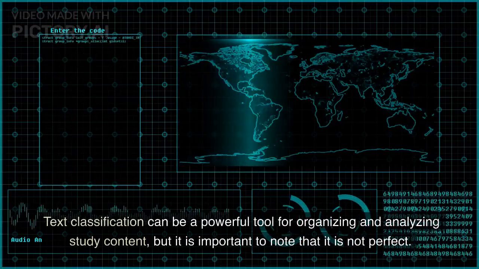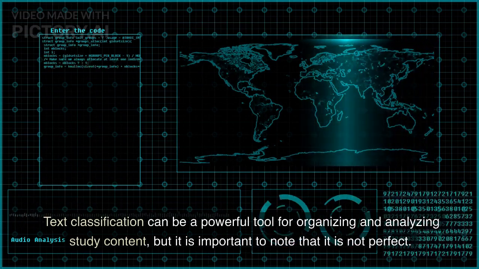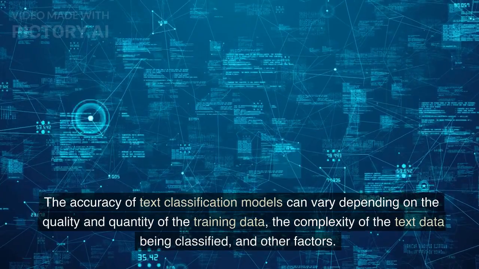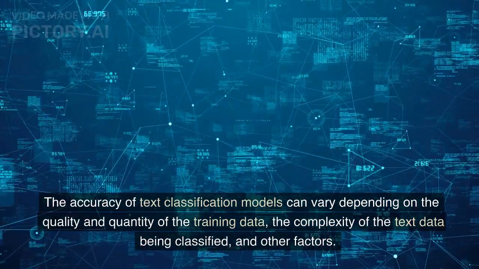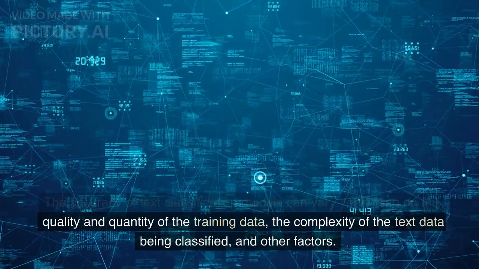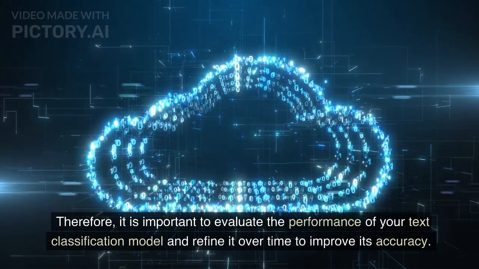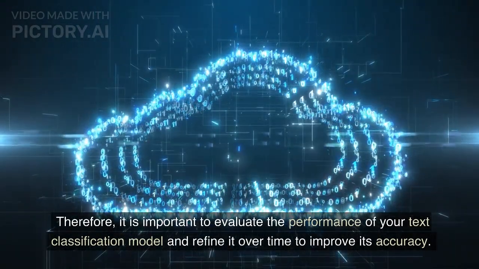Text classification can be a powerful tool for organizing and analyzing study content, but it is important to note that it is not perfect. The accuracy of text classification models can vary depending on the quality and quantity of the training data, the complexity of the text data being classified, and other factors. Therefore, it is important to evaluate the performance of your text classification model and refine it over time to improve its accuracy.